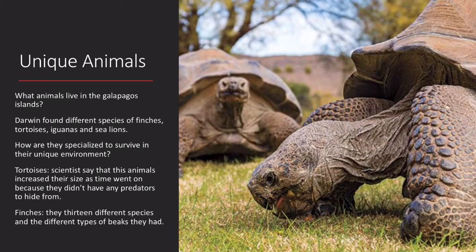What animals live in the Galapagos Islands? Darwin found different species of finches, tortoises, iguanas, and sea lions. How are these animals specialized to survive in their unique environment? For example, the tortoises have long necks, and scientists say that these animals increased their size as time went on because they didn't have to hide from any predators. In the case of the finches, they got to the island as one single species, but they divided into 13 different species through natural selection and different things that I'm going to explain next.